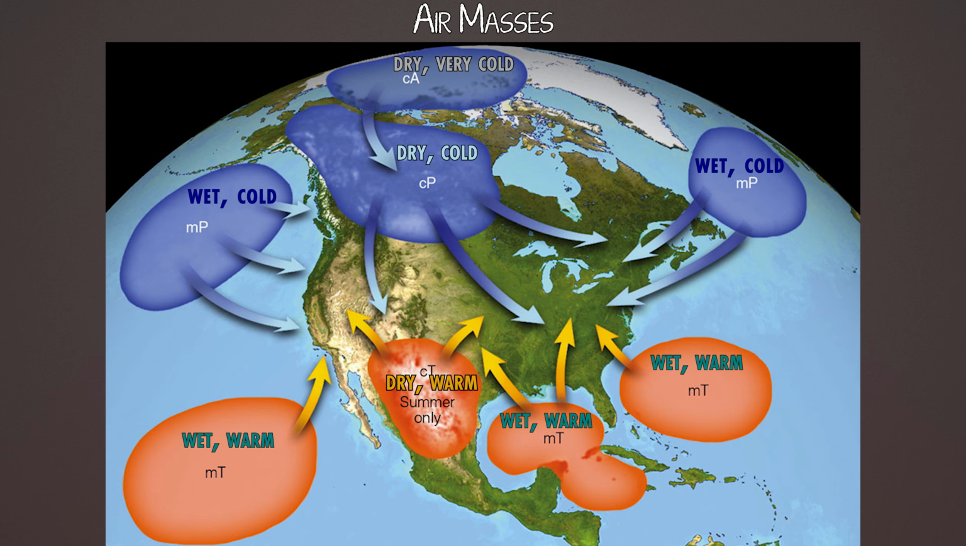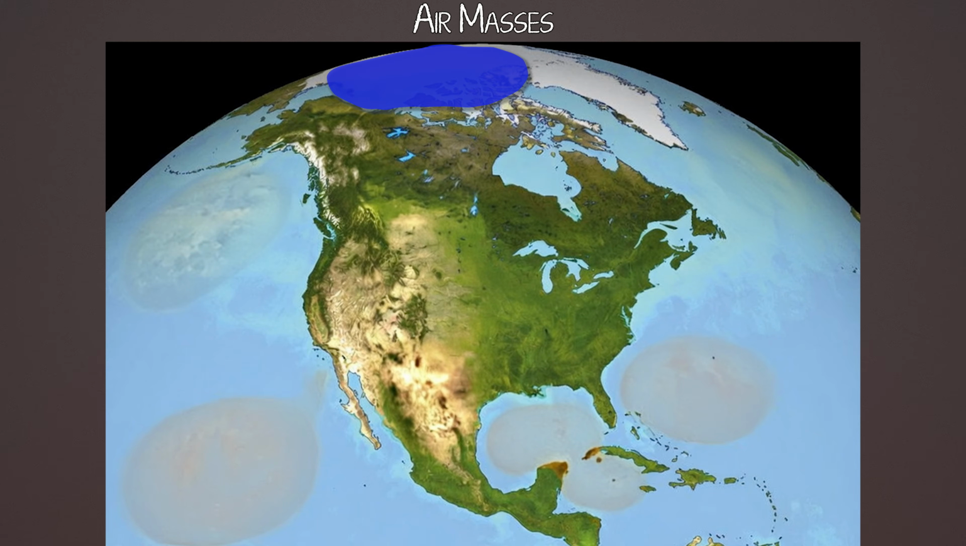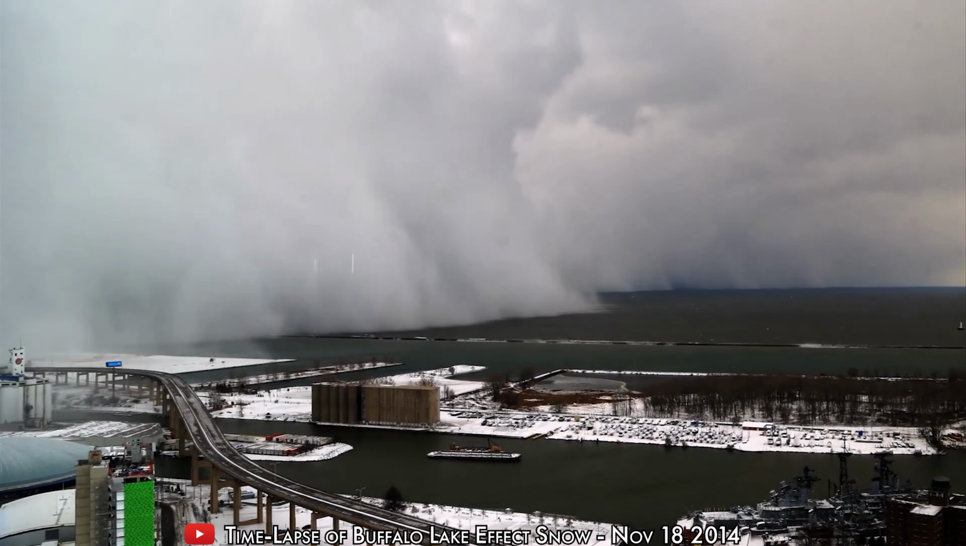As these air masses get pushed around, they carry their weather to a new region and get modified as they move around. For example, an Arctic air mass that's cold and dry can move over the Great Lakes and pick up moisture, which then leads to lake effect snow in places like Chicago or New York.